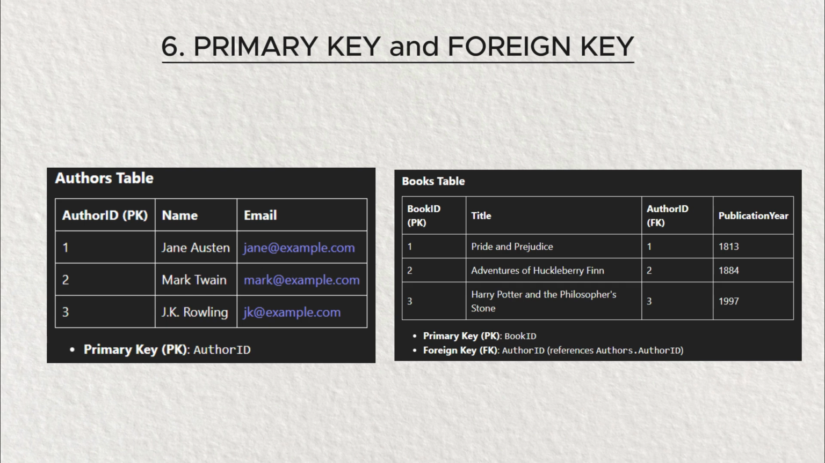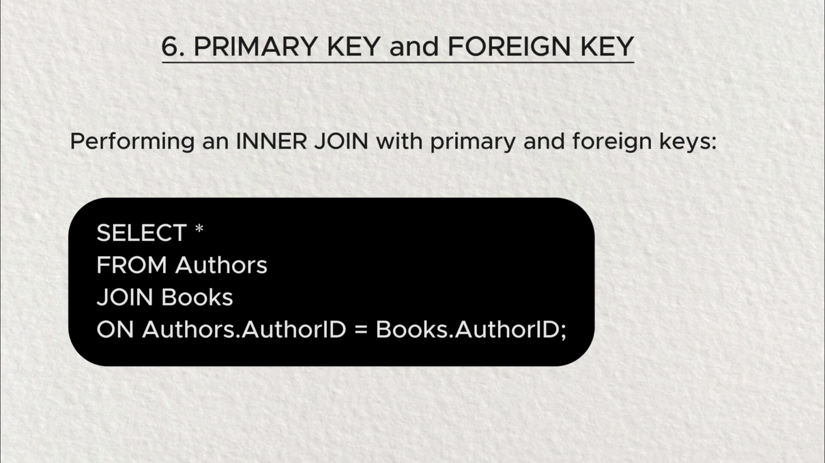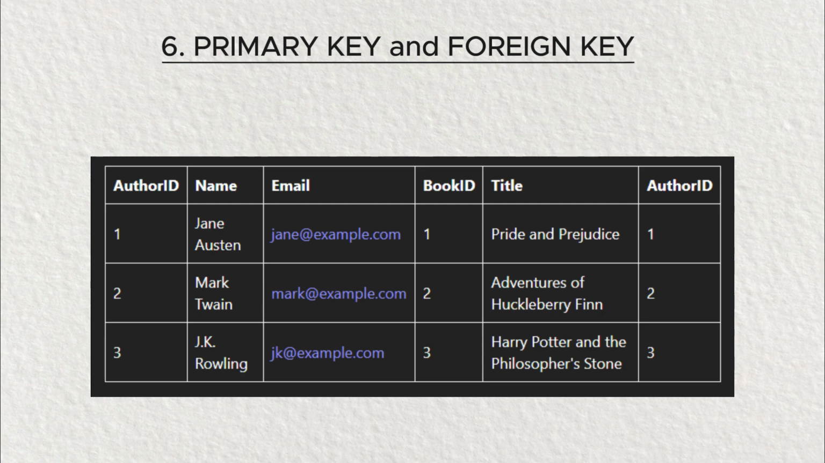For example, right here we see in the authors table, the author ID is the primary key. But in the books table, author ID is the foreign key because it's the primary key for the authors table. Here's an SQL query to perform an inner join of two tables using primary keys and foreign keys. And this is the result set of the inner join.